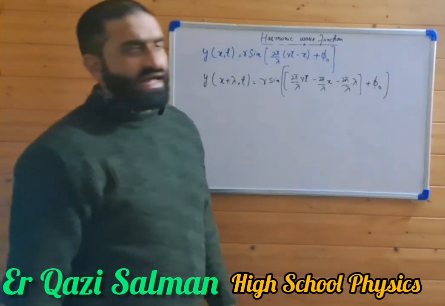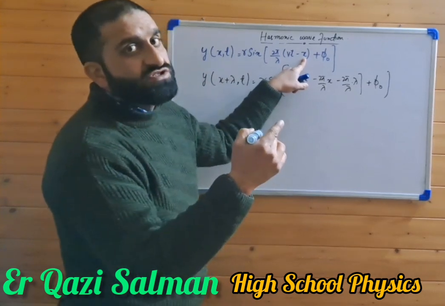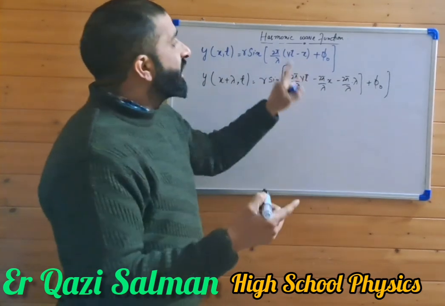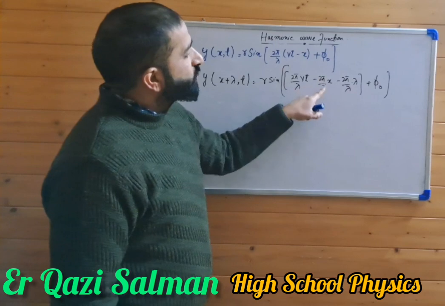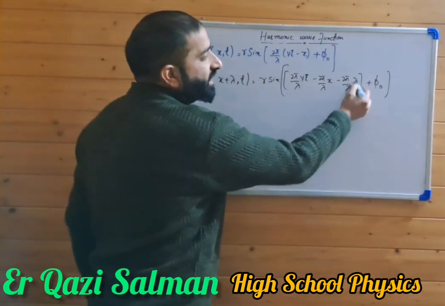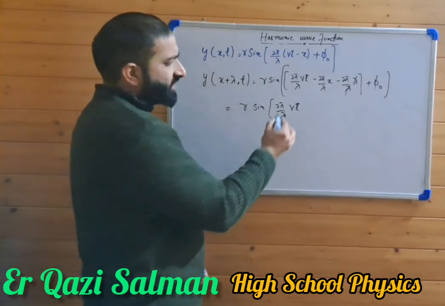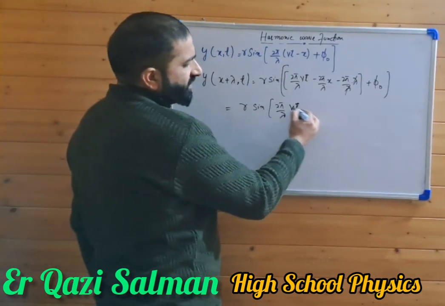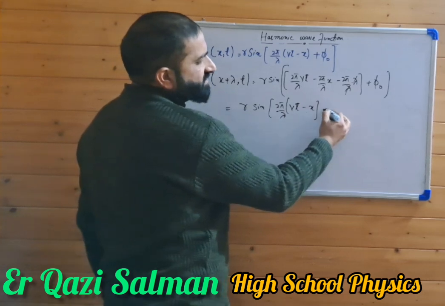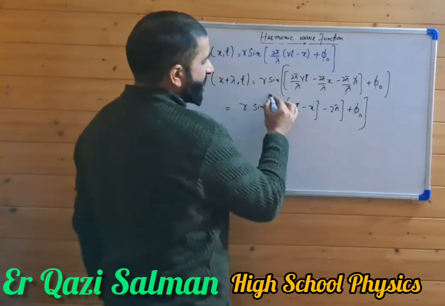I have skipped a step here. Here x needs to be replaced by x plus lambda so as to see whether it is periodic or not. Multiply it by minus, it comes out 2 pi by lambda into x minus 2 pi by lambda into lambda. Now in this case lambda and lambda cut out, so it equals r sine of 2 pi by lambda into vt minus x minus 2 pi plus phi 0.